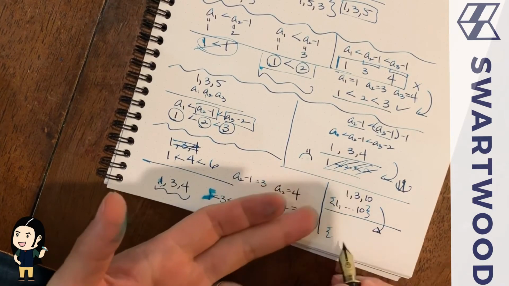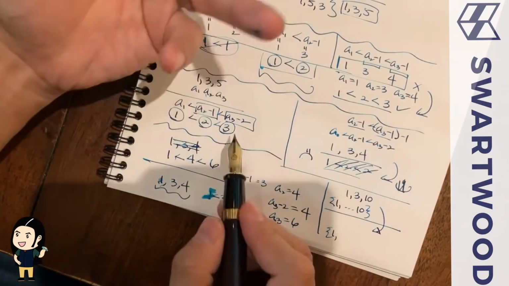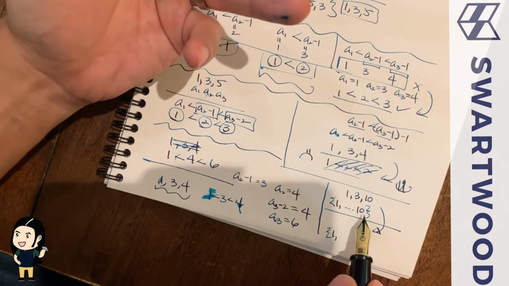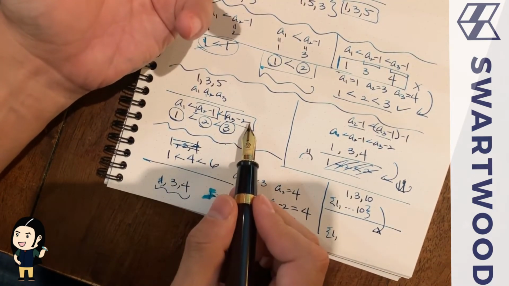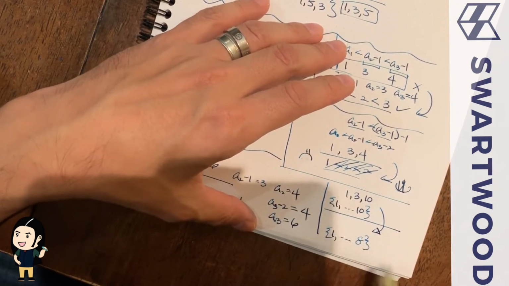Well, A1 remains A1, so it can be as low as 1. But A3 would be our biggest number, right? The biggest A3 can be initially is 10. But down below, it's going to be A3 minus 2. So it's going to be 10 minus 2, and it's going to be 8. So we actually get the numbers from 1 to 8.